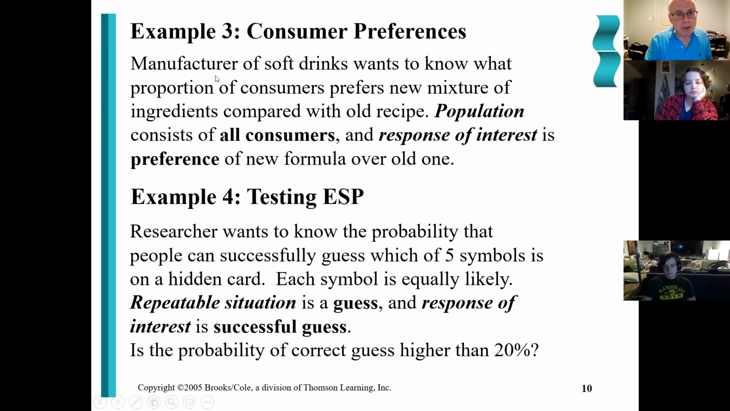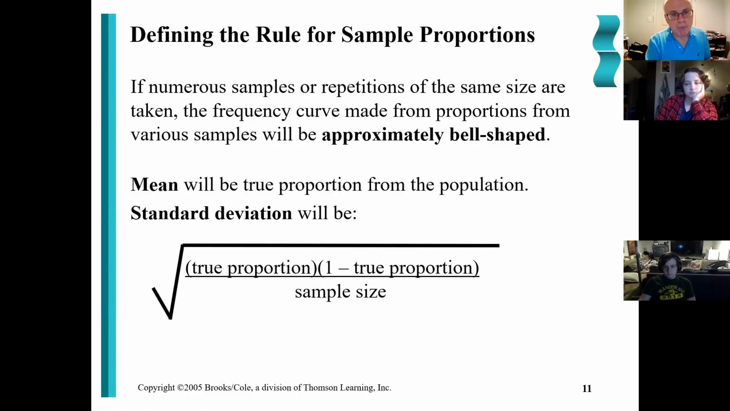There's also a manufacturer, maybe of soft drinks. They want to see if a new mixture of ingredients is better than an old mixture, so they'll do a survey. And what's the population? The consumers who use this sort of soft drink. And what are we measuring? Whether they prefer the new formula to the old formula. So in every case here, what are we doing? We're counting the number of people who prefer one thing over another, and then we do a proportion. We take that count, divide by the total number of people we asked, and that's the proportion of the sample that prefers that thing, whatever it might be.